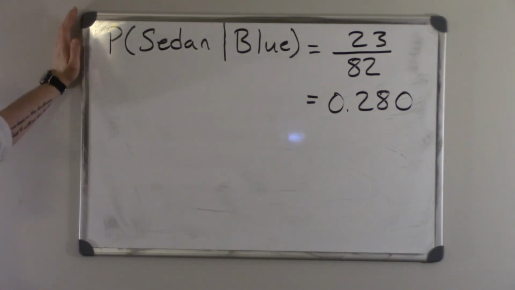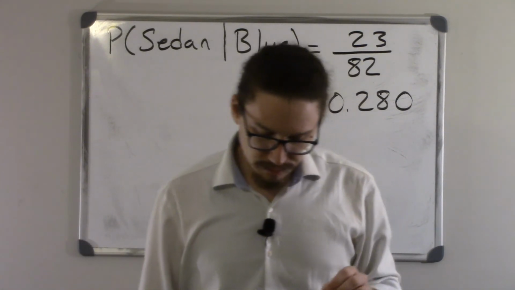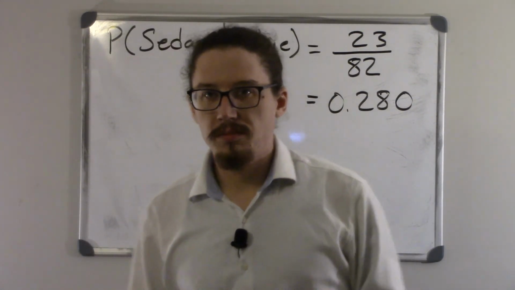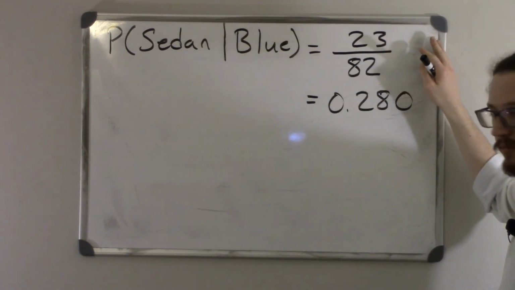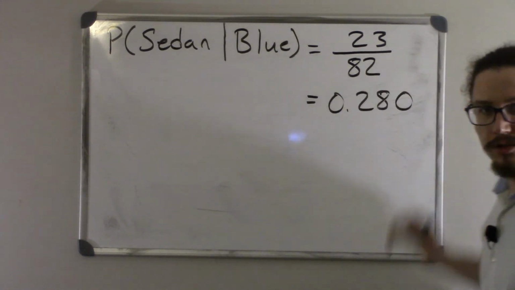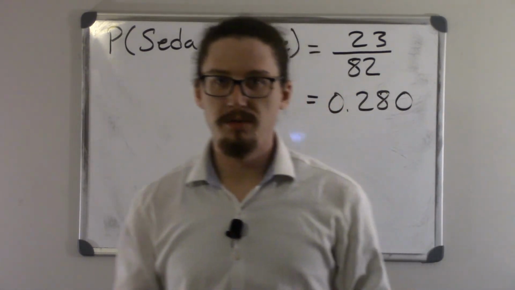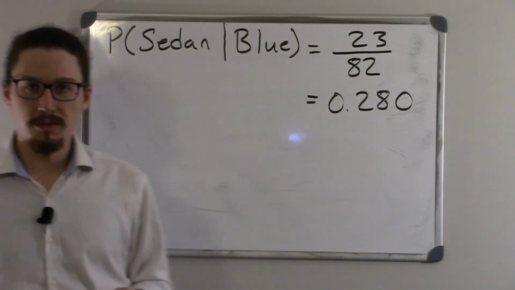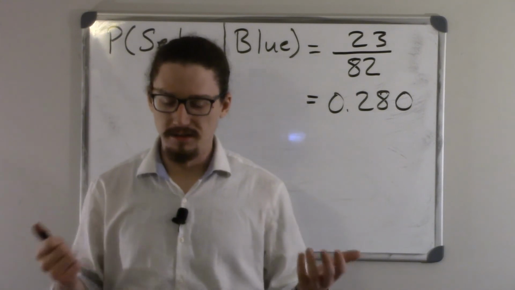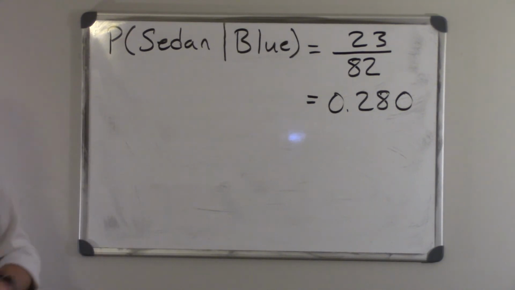Using these joint distribution tables, in my opinion, makes calculating these conditional probabilities so much easier. Now, if you don't like this method and you want to do 23 over 258 divided by 82 over 258, which would be the more traditional probability of the intersection divided by the probability of what's given, then that's fine. There are multiple ways to do a lot of these problems, as long as you come to the right answer using a consistent method. That's fine. So that is our conditional probability for sedan given blue.